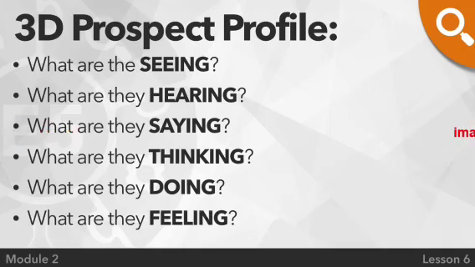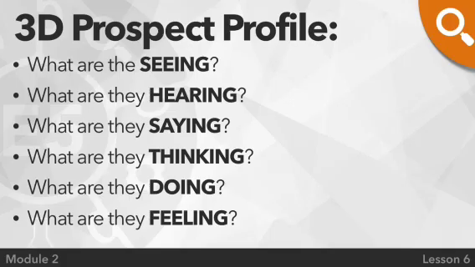Now, before I walk you through specifics of each of these 6, it's important for you to understand that this is not about an exact science. This is about you using plain old intuition and common sense. It's really just about you putting yourself in your prospect's shoes and thinking about, if you were in their situation, if you were dealing with their problem, what are the things that you'd be seeing? What are the things that you'd be hearing? What are the things that you'd be saying out loud or saying to yourself? What are the things that you'd be thinking? What are the things that you'd be doing? And what are the things that you'd be feeling?